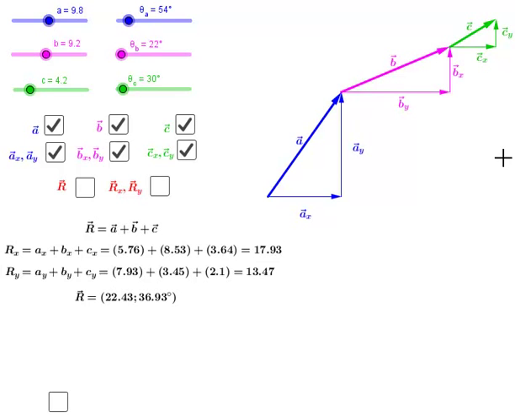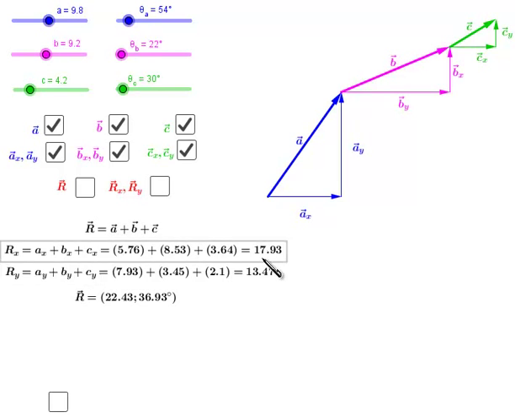So what do we do next? We simply add up these scalar components. So all the x's, when we add them up, we get 17.93. All the y's, when we add them up, we get 13.47. So then with that, now we need to take these two scalar components and find the magnitude of the vector and the direction. Again, how we do that was shown in a previous video.